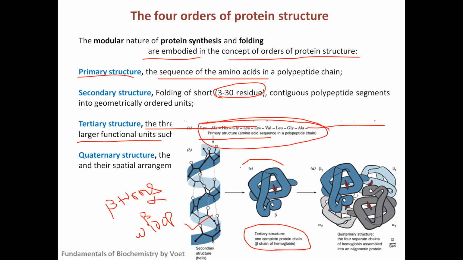And this is the tertiary structure, that is made up of one protein, the beta chain of the hemoglobin, and this is the quaternary structure that is associated with the heme iron.